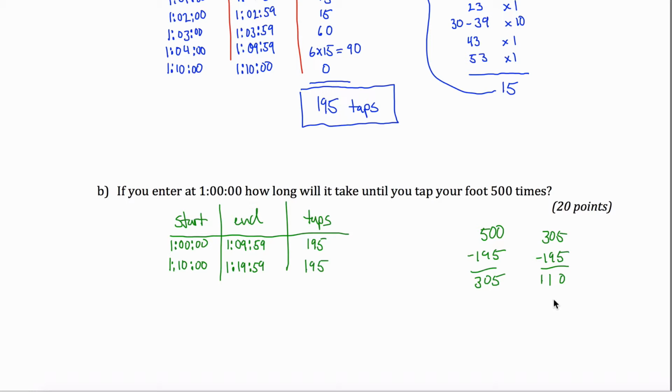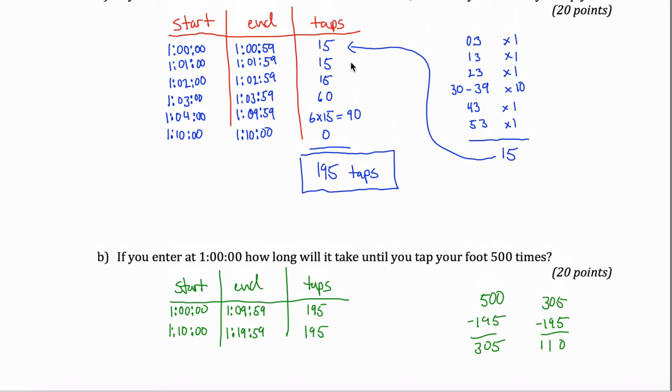And then you don't want to subtract another 195. You only want 110 taps. So we can go back up here and figure out when will we have 110 taps. Well, let's see. We need 110 more. Here's 15 of them. Here's another 15. Now I'm up to 30. Here's another 15. Now I'm up to 45. Here's another 60. So now I'm up to 105.